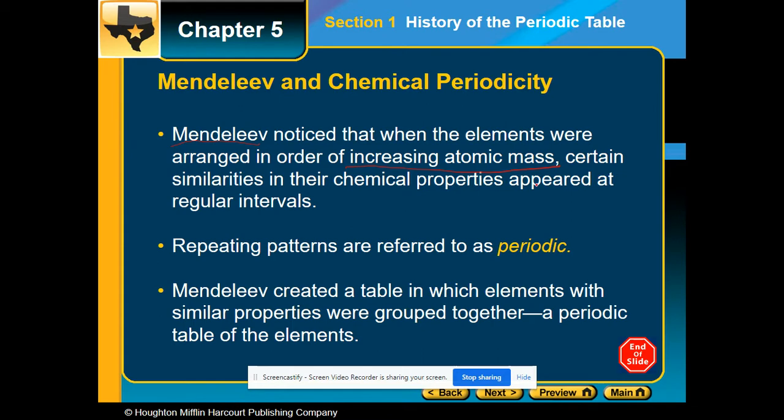Now, when he did that, he noticed that certain chemical properties appeared at regular intervals. Okay, he noticed repeating patterns, and he called them periodic, which is where the name came from. All right. He created a table where elements with similar properties were grouped together, and they still are. So make sure you know Mendeleev was the first one to do that.